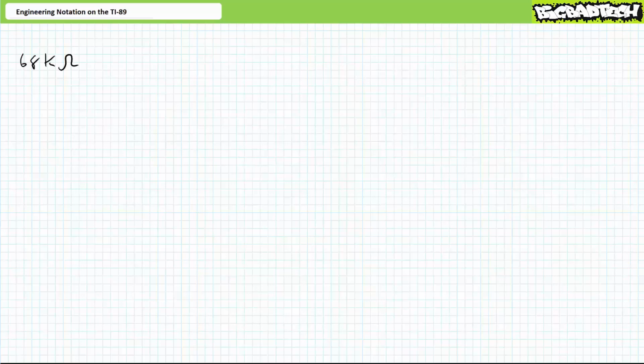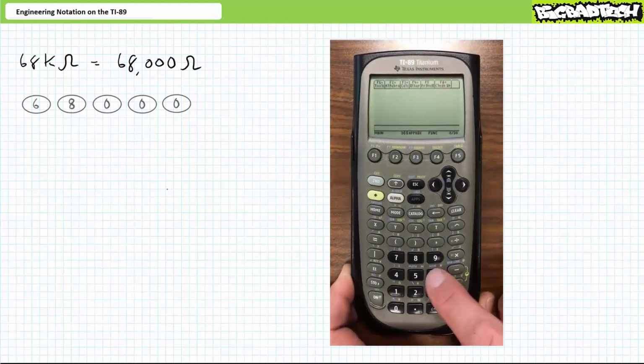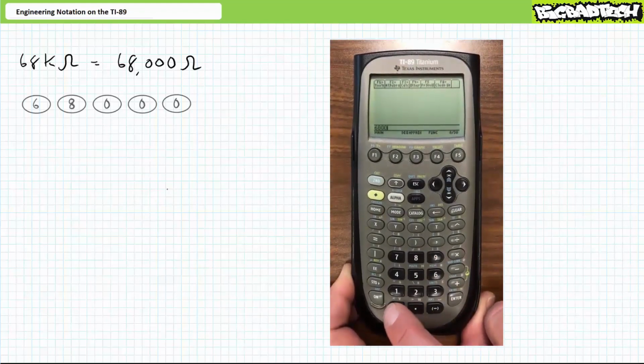As long as you're entering the right number, you can enter this number in any fashion you see fit, and the calculator will immediately recognize to what power of 10 it needs to raise to make it the most readable. For example, consider the number 68 kiloohms. This is 68 times 10 to the third, or 68 times 1,000, or 68,000 ohms. I can enter 68,000 into my calculator by entering 6, 8, 3 zeros and follow it up with an enter key. The calculator returns 68E3, meaning it has gone to the trouble of converting it to engineering format using its own peculiar display method.